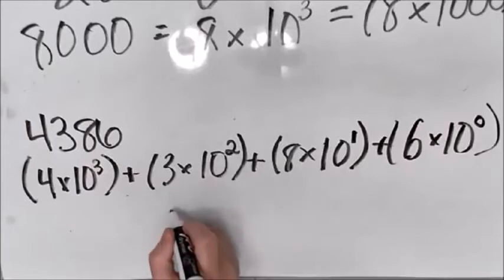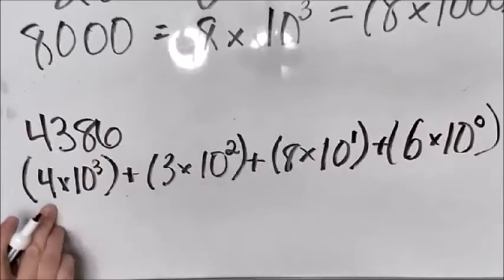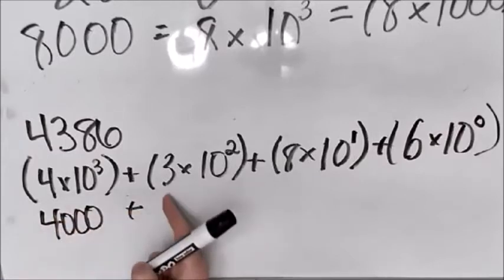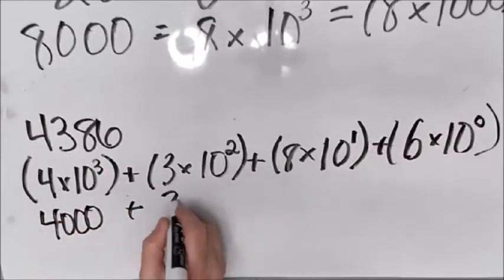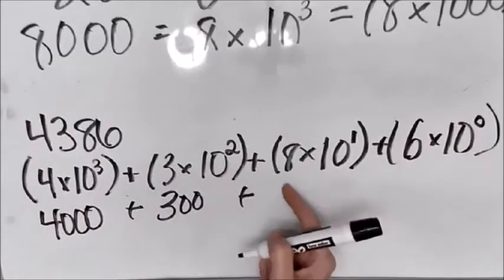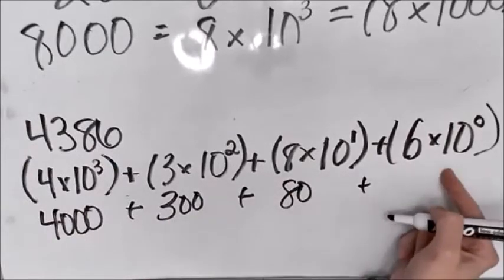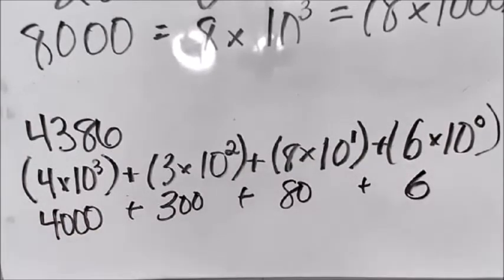Oh, sorry, I gotta start over here. 4 times 10 cubed is 4,000. Plus 3 times 10 squared, 300. Plus 8 times 10, 80. Plus 6 times 1, 6.